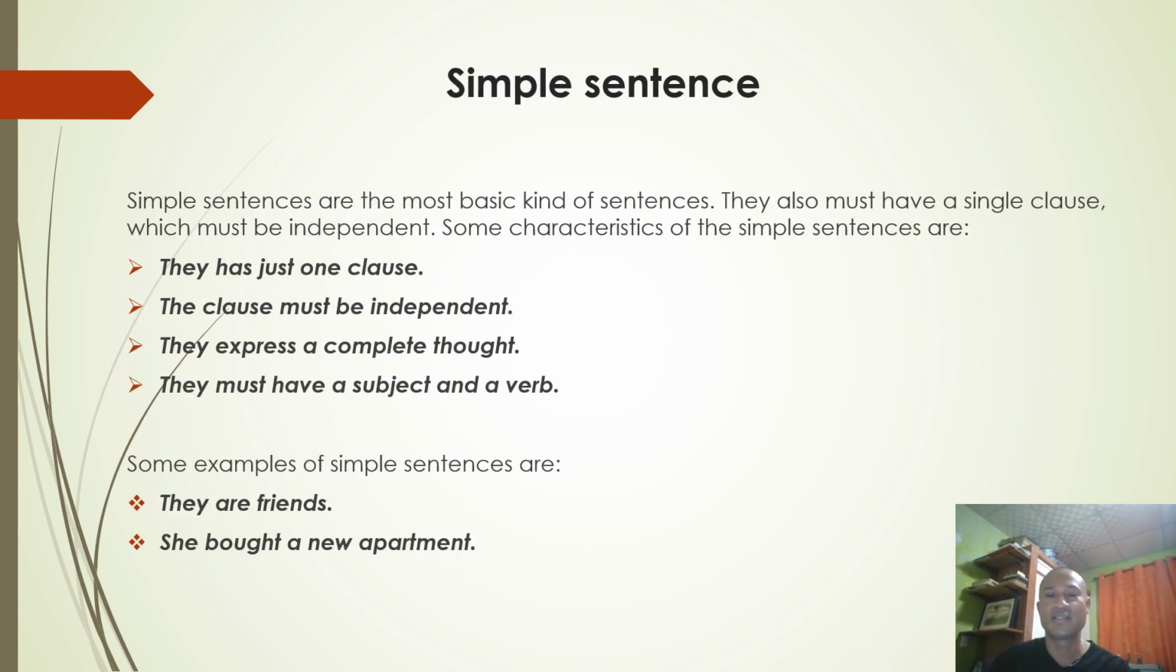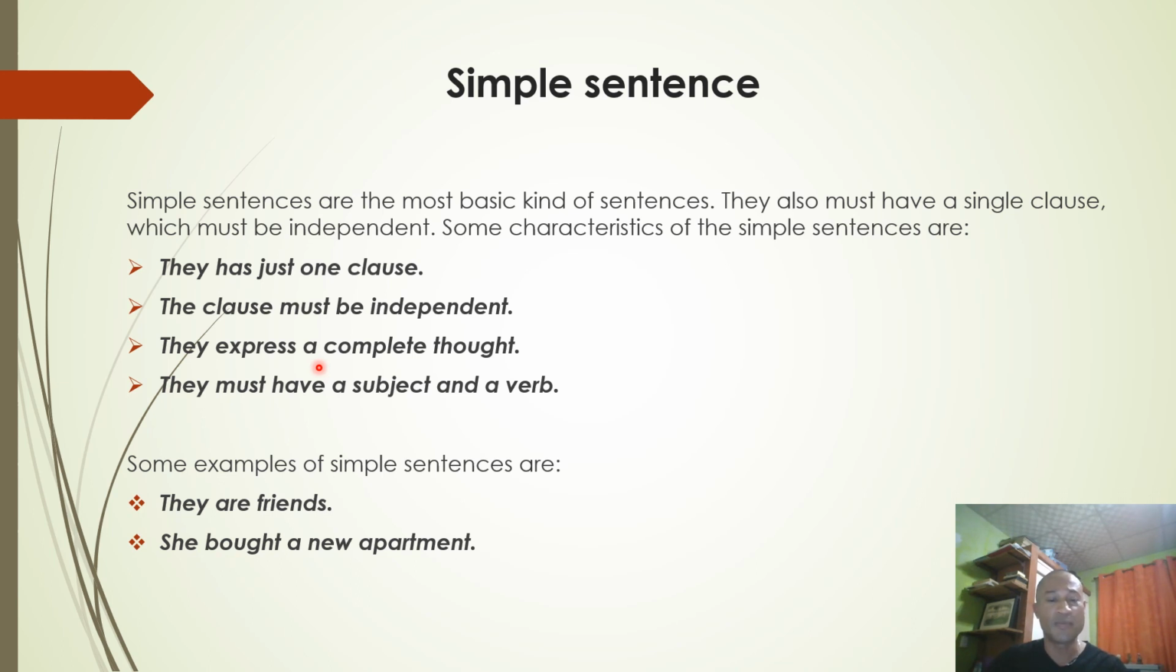Simple sentence. Simple sentences are the most basic kind of sentence. They must have a single clause, which has to be independent. Some characteristics of simple sentences are: they have just one clause, the clause must be independent, they express a complete thought, and they must have a subject and a verb.